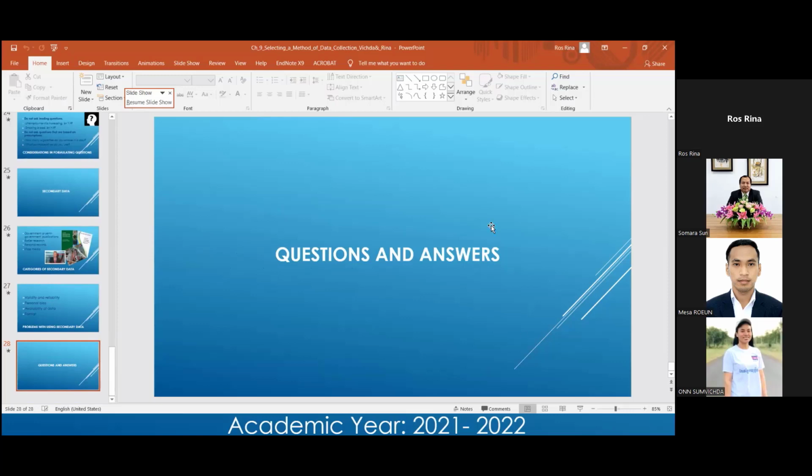Okay, so thank you very much to group number two, who did the presentation about selecting a method of data collection. It's really important for your research report or research study, right?